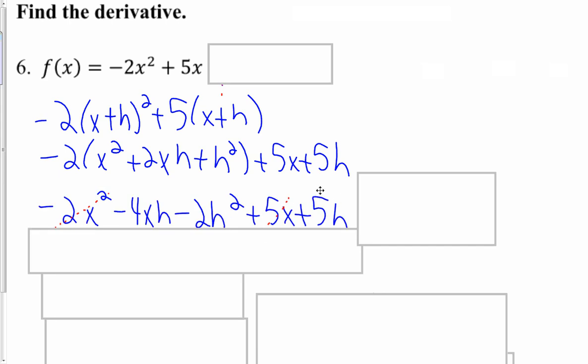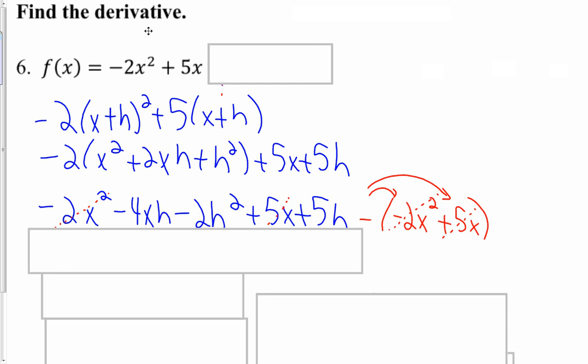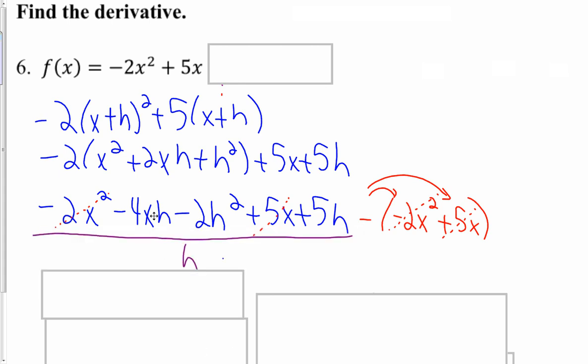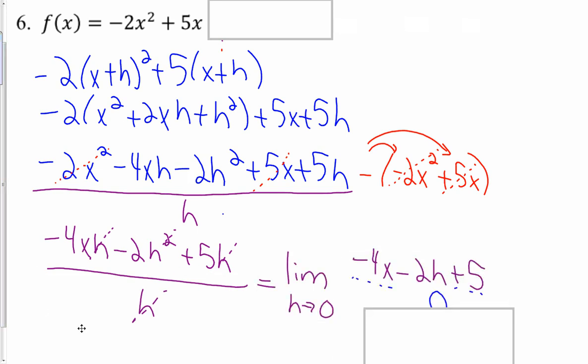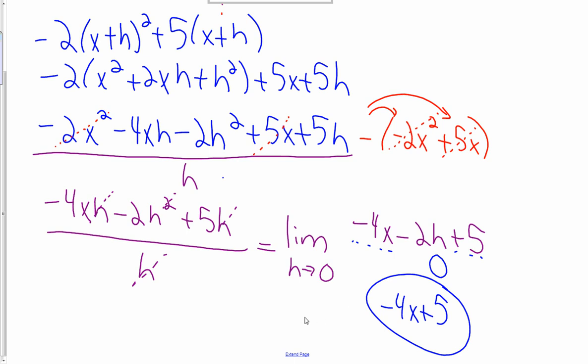And then 5x plus 5h was still fine, and then we're going to subtract the original. Subtracting a negative 2x squared plus 5x gives us a plus 2x squared, so these cancel, and a minus 5x, so these cancel. Notice everything left over has an h, and then we'll divide by h. Taking the h's away, we get minus 4x minus 2h plus 5.